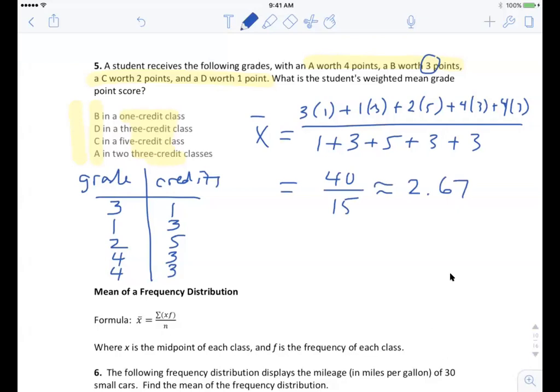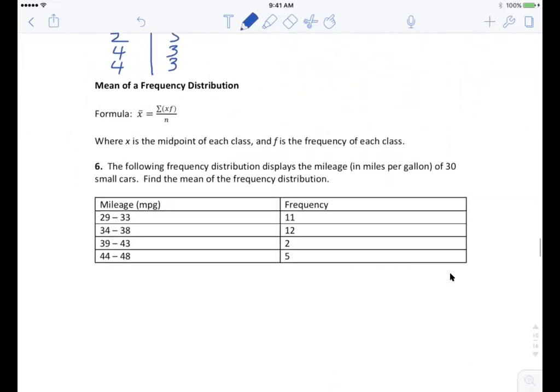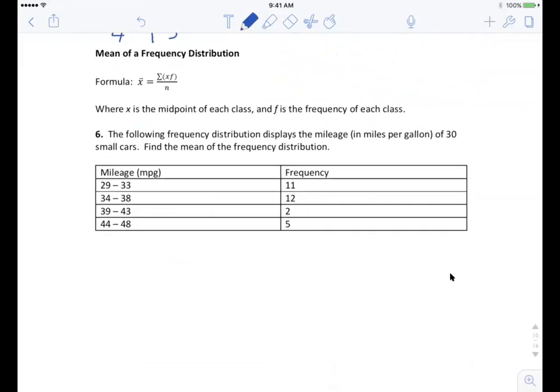We've got one more problem for this video. It's the mean of a frequency distribution. We saw frequency distributions in section 2.1. Now we want to find the mean of one. The key for these is find the midpoints of the classes. That's the number you're going to need in the formula. Notice here, X is the midpoint of each class and F is the frequency.